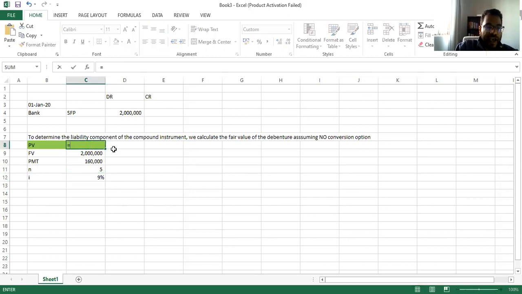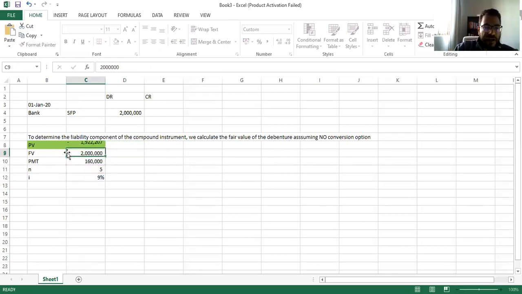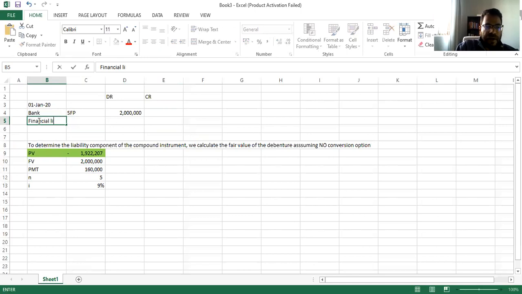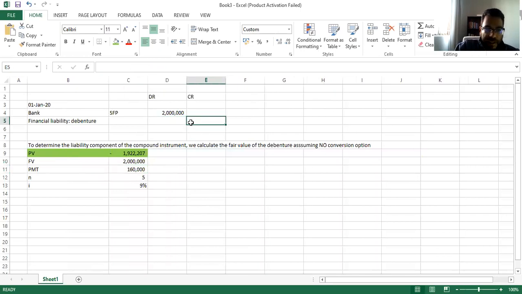So now, what do we have? Present value, PV: they want the rate, N, PMT, future value, and then the type. The type is when payments take place, and that happens at the end of the year, so we make it 0. In your financial calculator, you won't put the 0, as it will already be set at end of the year. So as you can see, the liability component is 1.9.